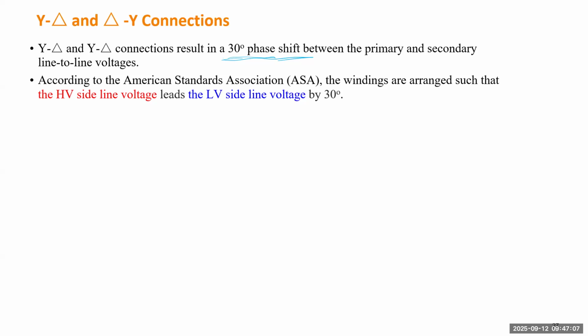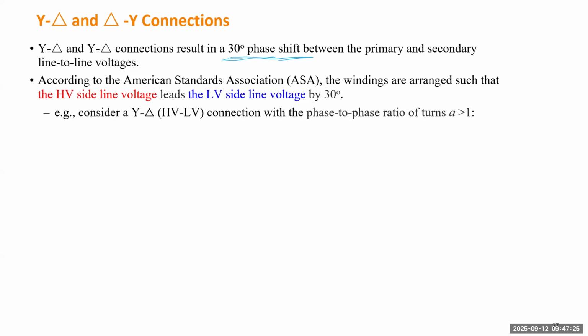So when you have either Y to delta or delta to Y connections, to decide which is A on the primary side and which is B on the secondary side, you just need to make sure the corresponding two windings will have the high voltage always lead the low voltage by 30 degrees, not the other way. Let me give you one example. Let's just consider a Y to delta connection. Okay, so that's a step down transformer.